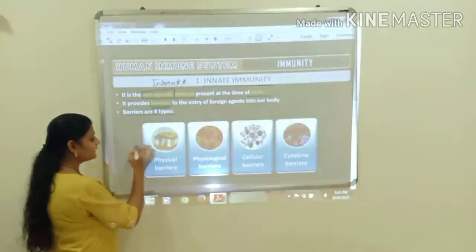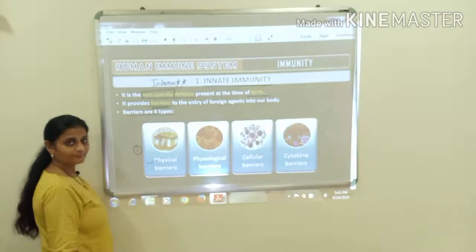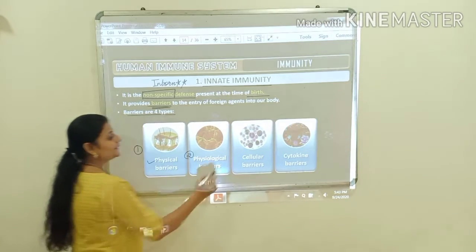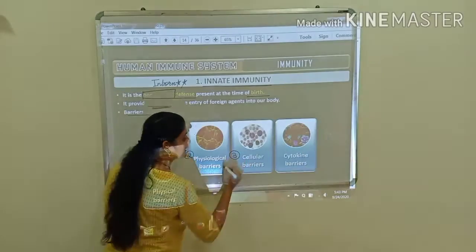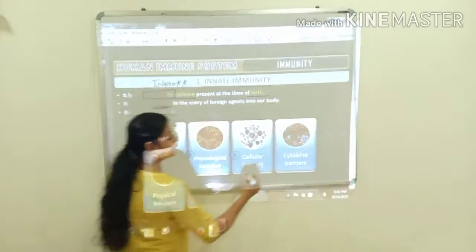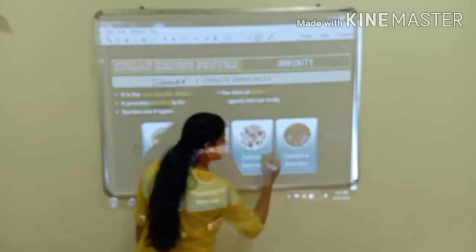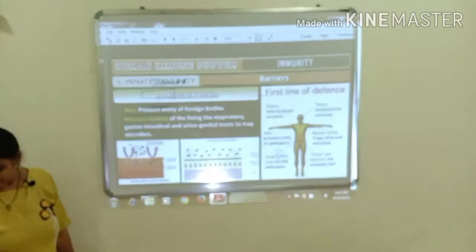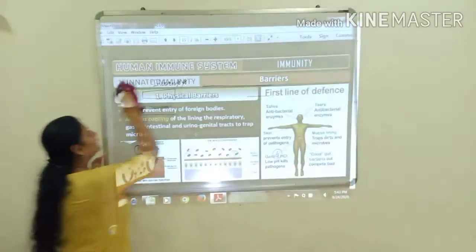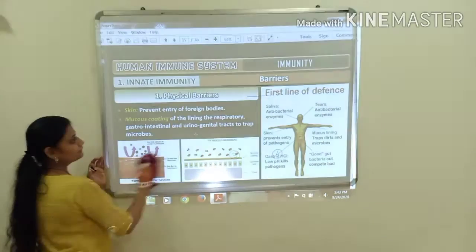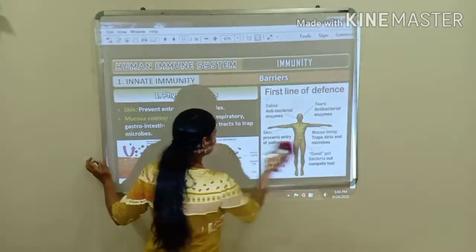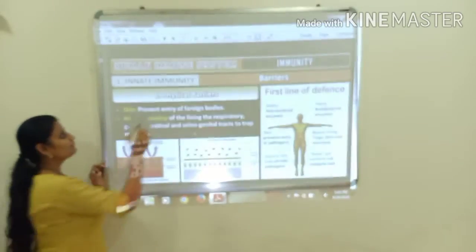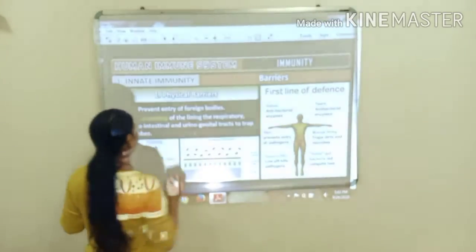सबसे पहला क्या है? It is the physical barrier. Number 2 is the physiological barrier. Number 3 is the cellular barrier, and number 4 is the cytokine barrier. Okay, let us start with the first type of barrier, that is the physical barrier. Okay, the first type of innate immunity barrier is the physical barrier.